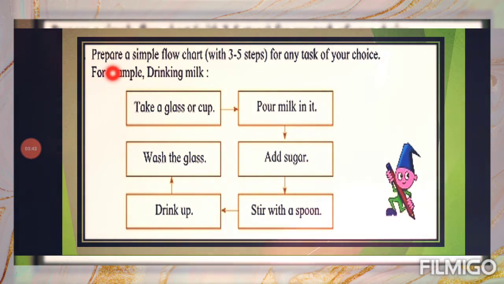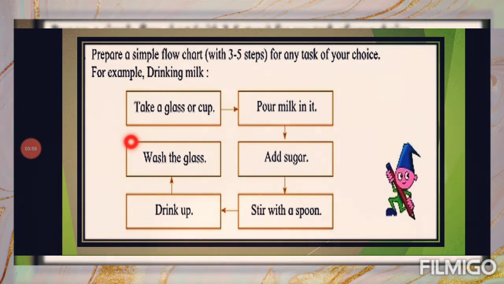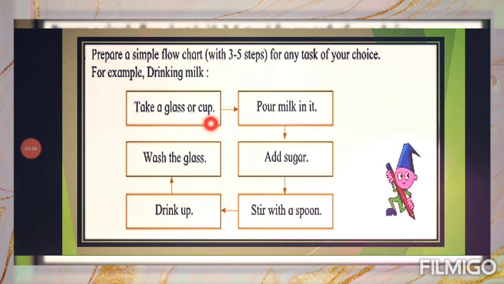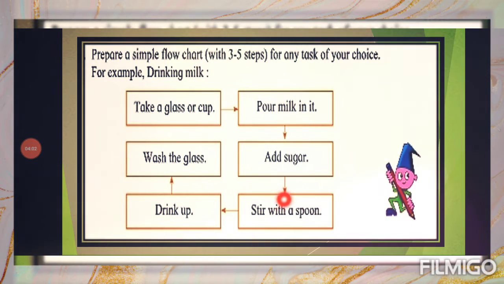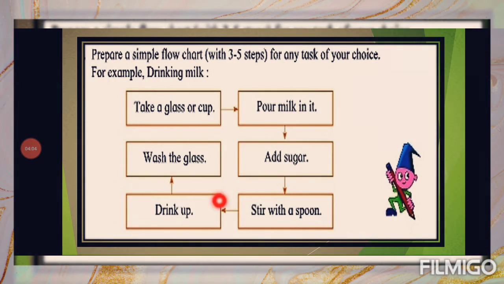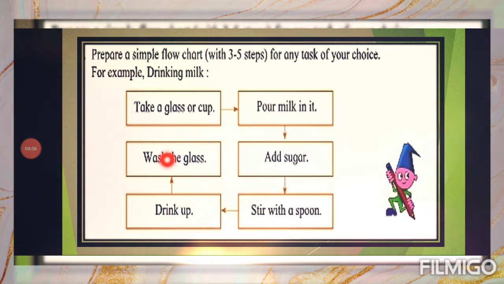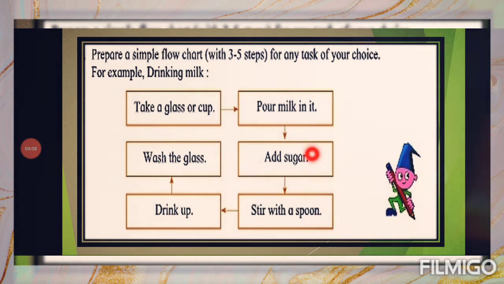Now children, this is an activity which you can do at home. Prepare a simple flow chart with 3-5 steps for any task of your choice. For example, drinking milk. For drinking milk, first take a glass or cup, pour milk in it, add sugar, stir with a spoon, drink up, wash the glass. These are simple steps which you have to follow for drinking your milk.